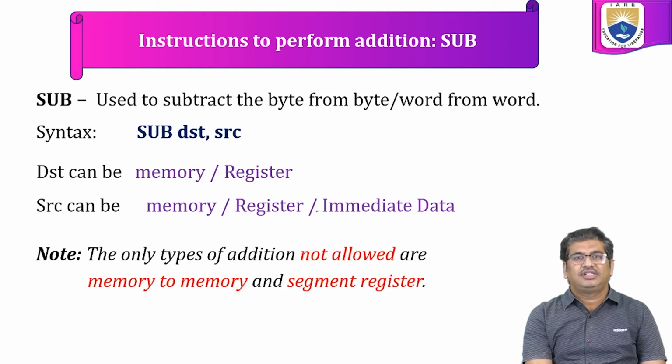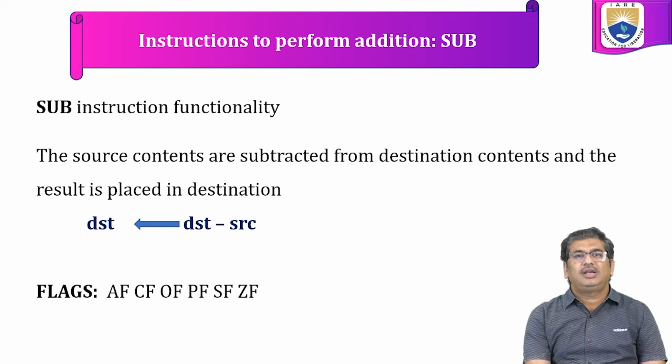Here the source and the destination cannot both be memory locations, and the size of the source and destination should be the same. That means we can subtract a byte from a byte, otherwise a word from a word. The functionality of the SUB instruction is as follows. The source contents are subtracted from the destination contents and the result will be placed in the destination. The flags affected after the SUB instruction are AF, CF, OF, PF, SF and ZF: auxiliary flag, carry flag, overflow flag, parity flag, sign flag and zero flag.